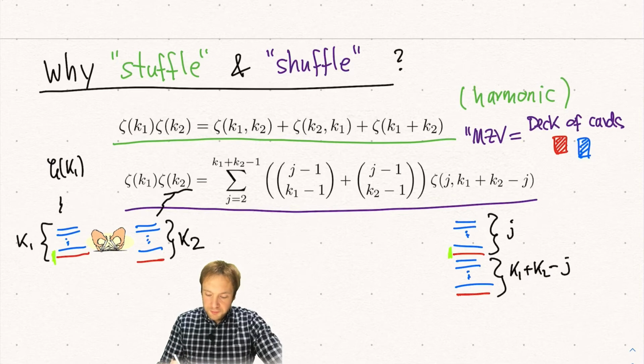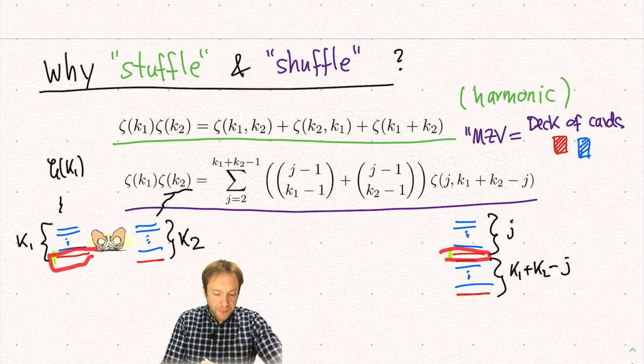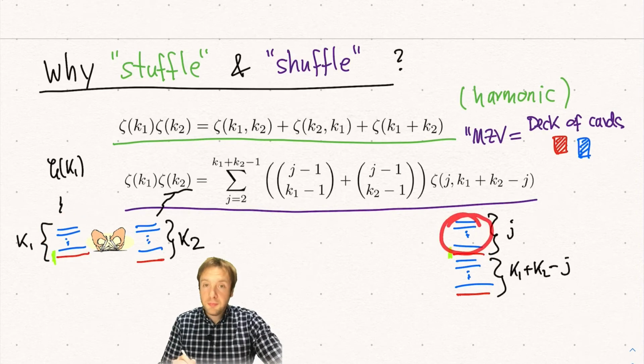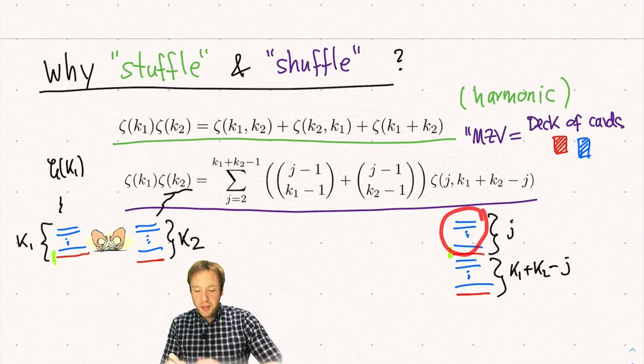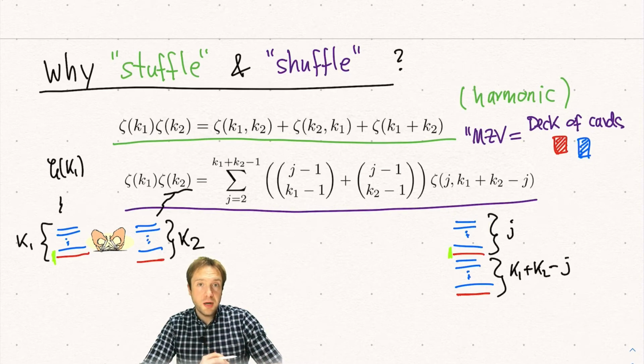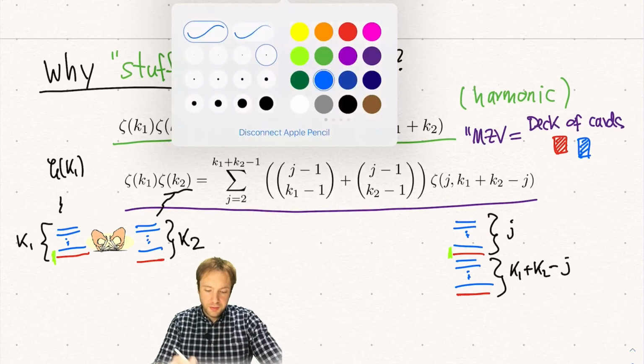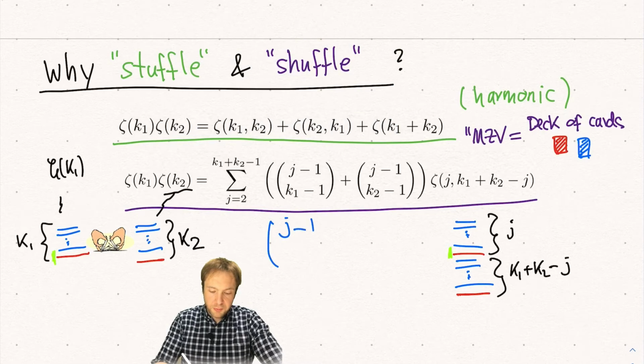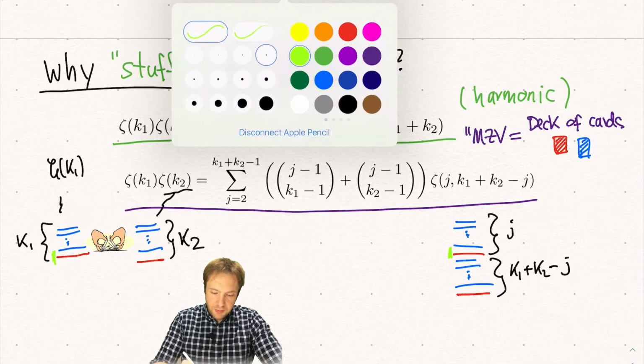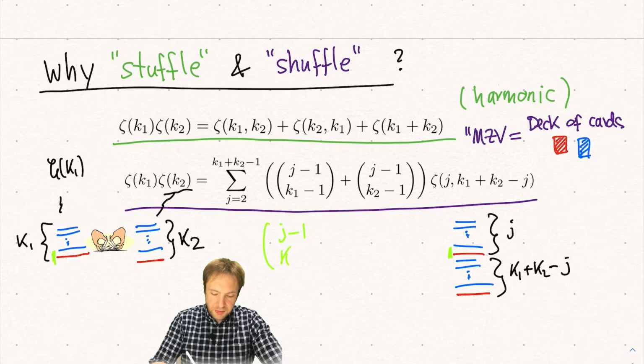Well, if this is the red card of this deck, then all these K1 minus 1 blue cards need to be here. Because I cannot distinguish between two blue cards, I need to ask myself, how many ways can I put these K1 minus 1 cards into these J minus 1 blue cards? Well, the answer is, of course, J minus 1 choose K1 minus 1. Maybe I should make this green then. So the answer is J minus 1 choose K1 minus 1.